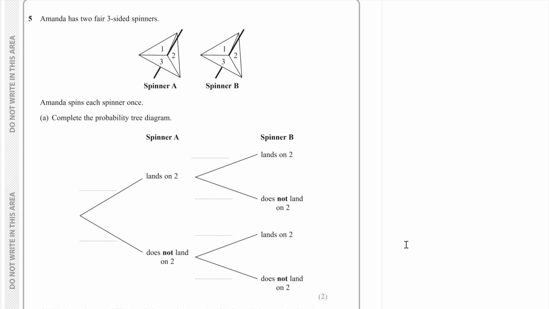Question 5. Amanda has 2 fair, 3-sided spinners. Amanda spins each spinner once. Complete the probability tree diagram.